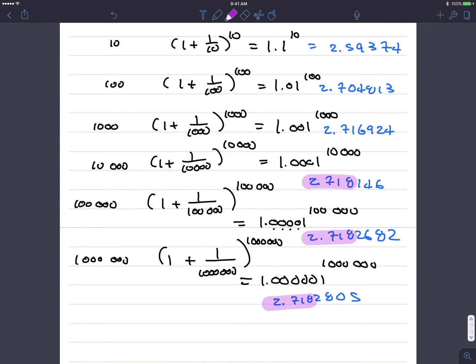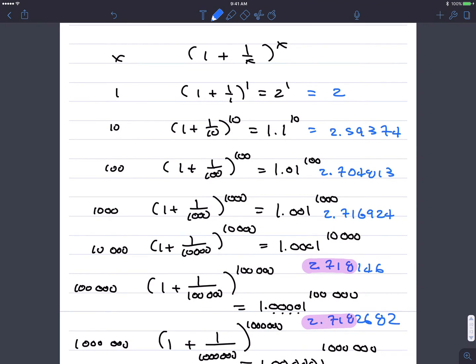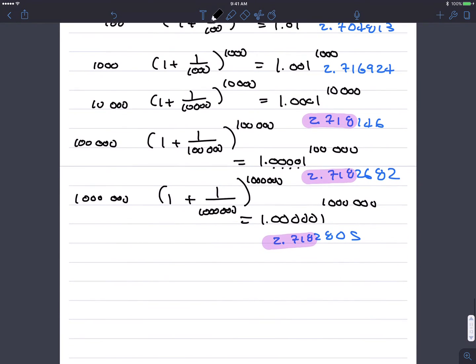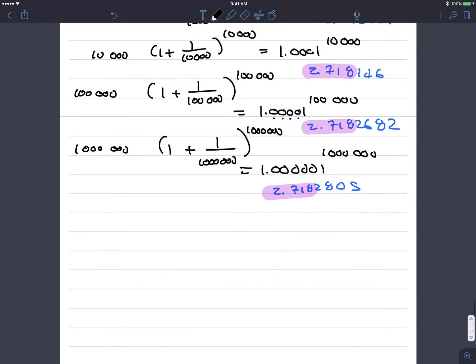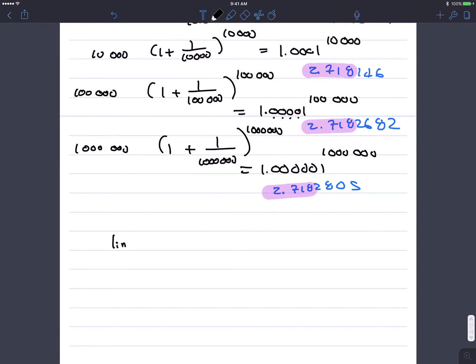You guys know what's going to happen? What's repeating here? 271. Okay. If we continue with this process, with x getting big, this is known, by the way, ladies and gentlemen, as what's called a limit process. This is the limit as x gets big of 1 plus 1 over x to the x power.